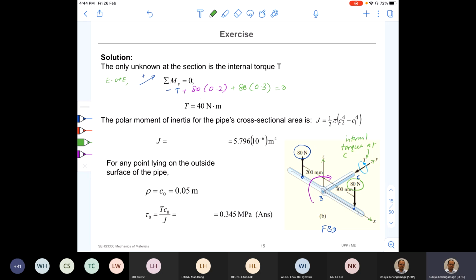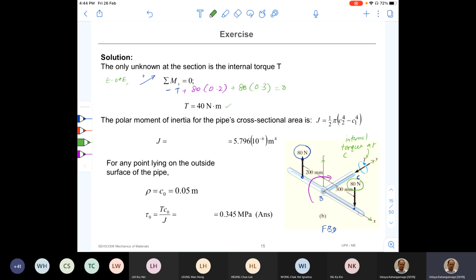Now you know how to write the equation of equilibrium? You can, right? So once you simplify this equation, you get this answer. The internal torque at point C is 40 Newton meter, right? And the direction I marked is correct, right? It's a positive answer. It is in the right direction.